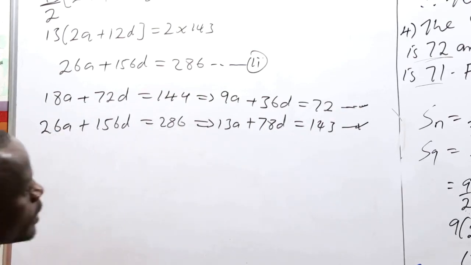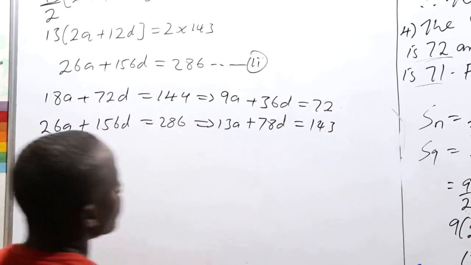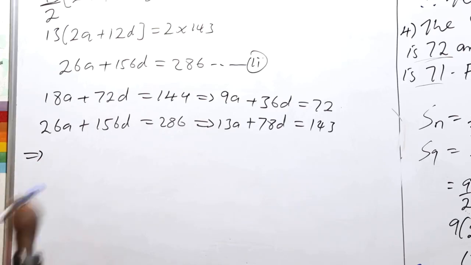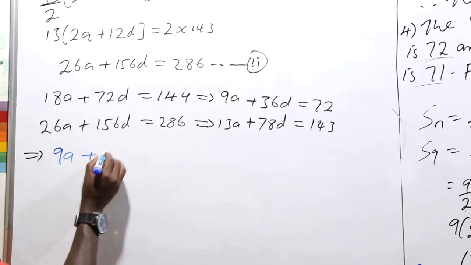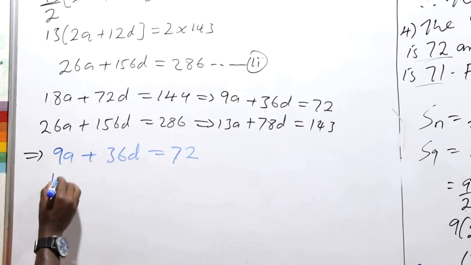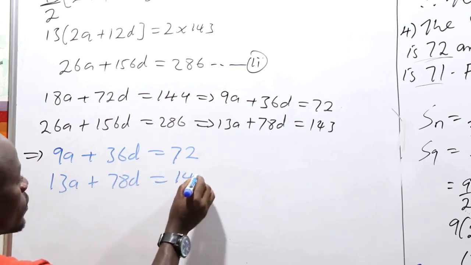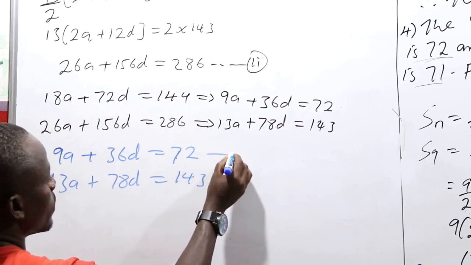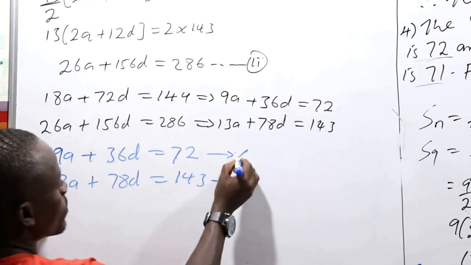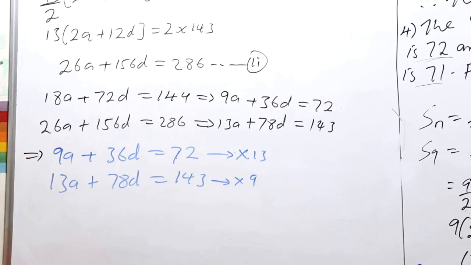Okay, now let's solve this using the elimination method. The equations are 9a plus 36d equals 72, and then 13a plus 78d equals 143. Let's multiply using the elimination method. To eliminate a, multiply this one by 13 and then multiply this one by 9. Okay?